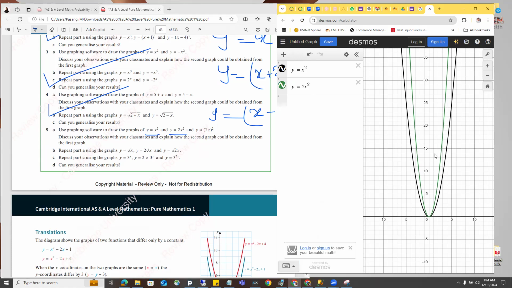So here the green color one is y equals 2x squared, which means from the previous one where we received the y value for x squared, the y value has been doubled up. The y value has been doubled up means it's getting narrowed again. It's getting much closer along the y-axis. Yeah, that is what happens there.